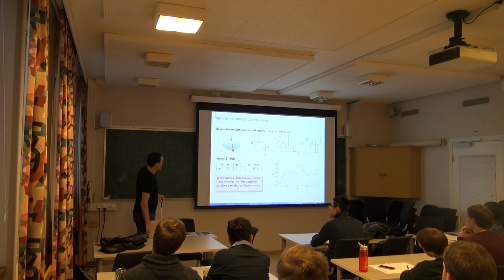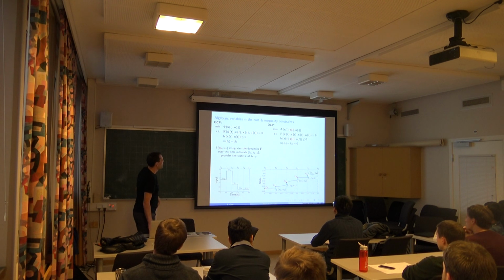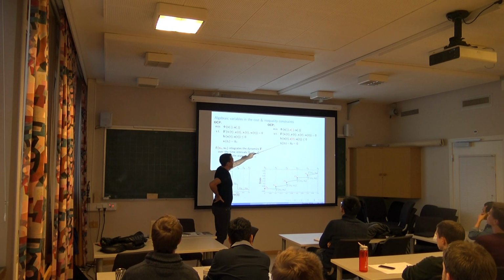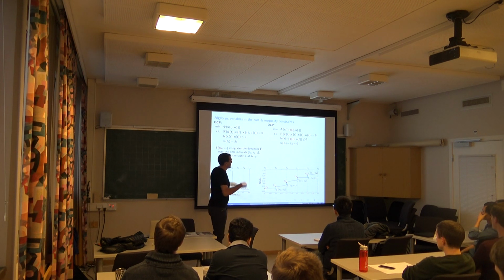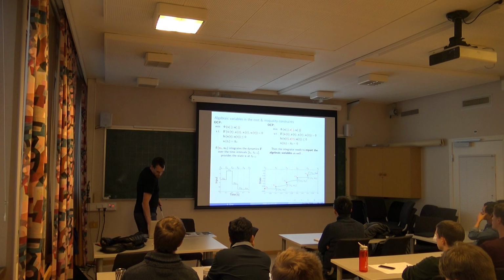So your algebraic variables can be discontinuous, and that's something to take into account in some contexts. For example, if you have inequality constraints, you essentially need to decide where you impose them because of the Z jumping. I'll try to explain that in a bit.